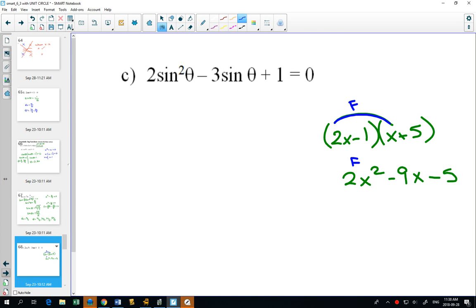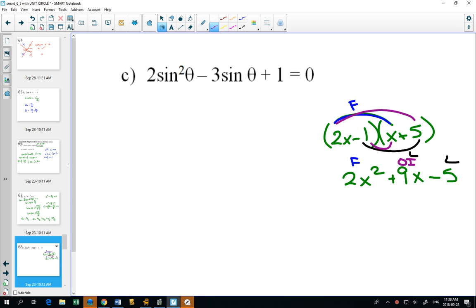And the first ones always give you this one. I want you to notice that. And the last ones always give you the last term. But the outside and the inside were always like terms. Can you see that? When I do my outside here, I get positive 10. When I do my inside, I get minus 1. And my outside and inside always have to combine to do that.